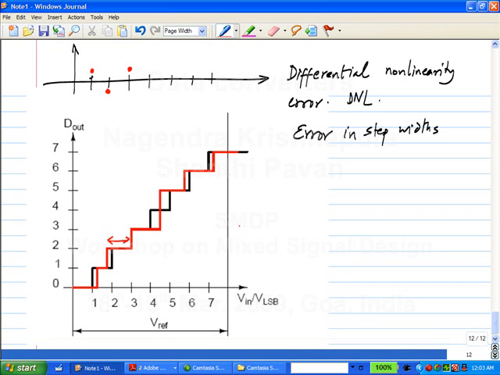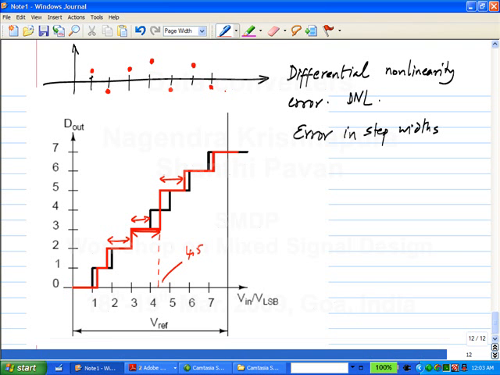Exactly how much is it? So this is at 4.5, right? So how much is the DNL? Half VLSB, right? We are looking at the difference between the actual width and the ideal width, and that is half VLSB. Next one is minus half, sorry, the next one is not minus half, that is the width of this minus 1, which is slightly less than minus half. Okay. And similarly, the next one looks like it is more, and the next one is probably less. Okay. So you will get some errors like this.